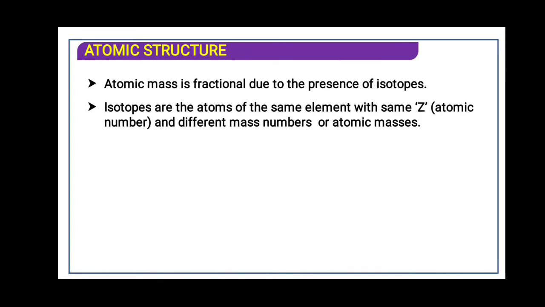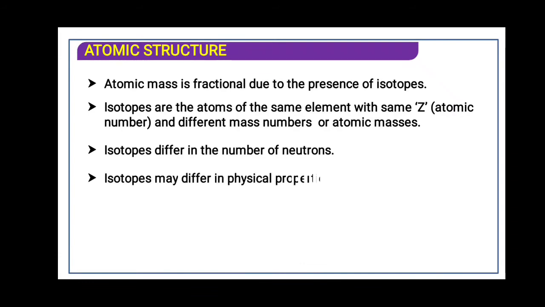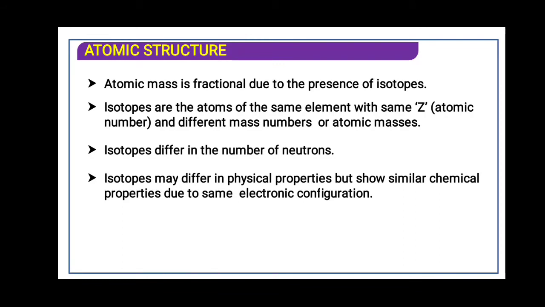Hydrogen has 3 isotopes. Isotopes differ in the number of neutrons. Isotopes may differ in physical properties but show similar chemical properties due to the same electronic configuration.